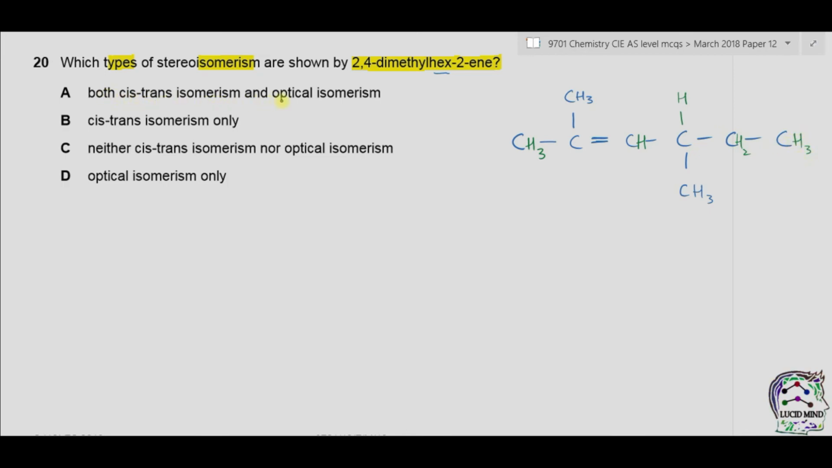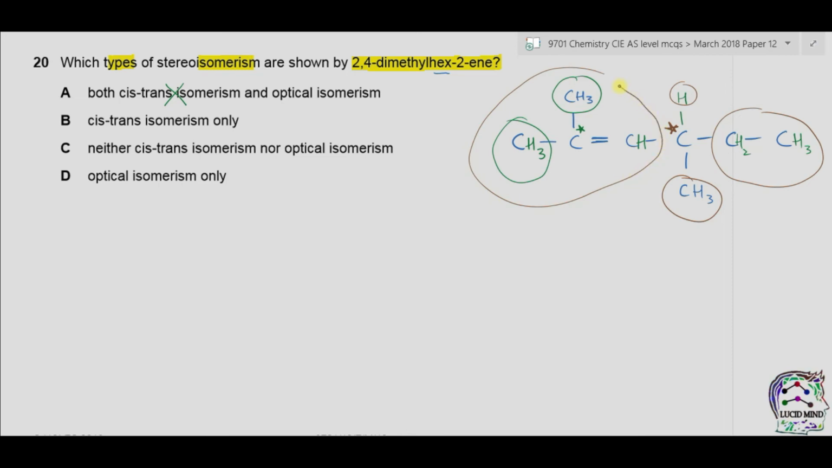A. Both cis-trans isomerism and optical isomerism. As we can see, for cis-trans, the double bonded carbon must have two different groups attached. With this carbon, both groups are the same, so cis-trans isomerism is not possible. For optical isomerism, we must have a chiral carbon. A chiral carbon is one that has four different groups attached. So we have four different groups attached to this carbon, therefore this will show optical isomerism. So cis-trans is wrong. Optical isomerism is correct. C is incorrect. The answer is therefore D.